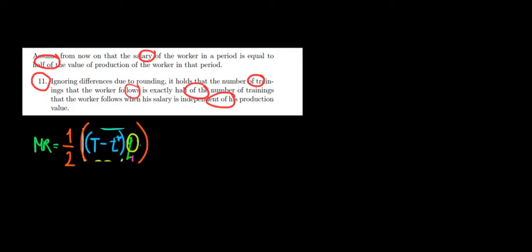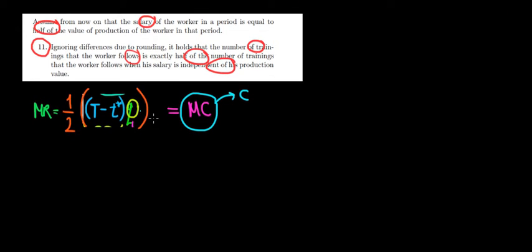But to find out the optimal number of trainings now, we have to make this relationship equal to the marginal cost. And we know that the marginal cost is equal to just C, as it was in the previous video. That's still the cost for every training. So we have to solve this relationship for the optimal T, for T star. Now how can we do that? Well, let's open the brackets over here.